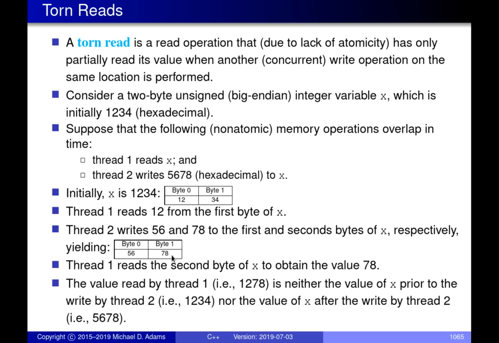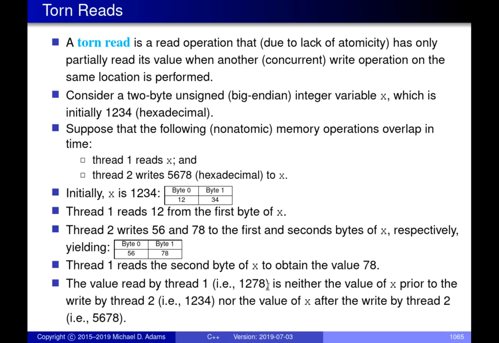And now after that's finished, thread 1 finally gets to finish its read to memory. So it reads what's in the second byte, which is now the value 7, 8, because thread 2 just wrote the value 7, 8 into it. So it reads 7, 8 out of the second byte. If we combine the results that thread 1 read, for the first byte it read 1, 2 in hex. For the second byte it read 7, 8. So overall the value that it read for x was 1, 2, 7, 8 in hex.